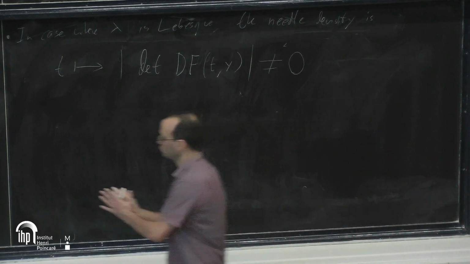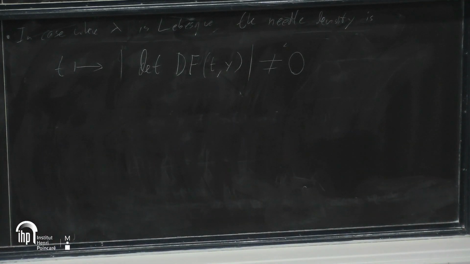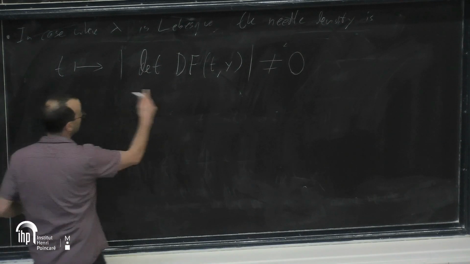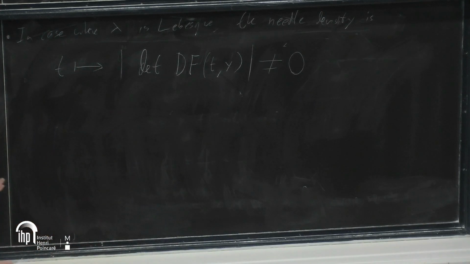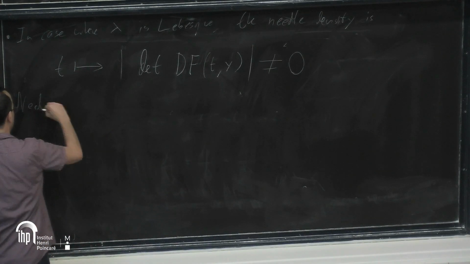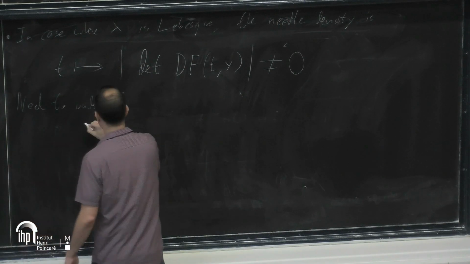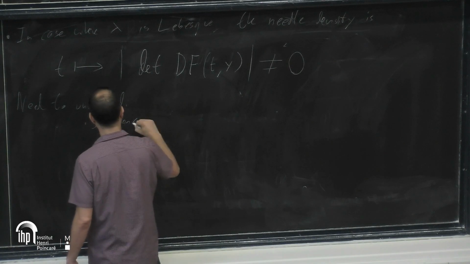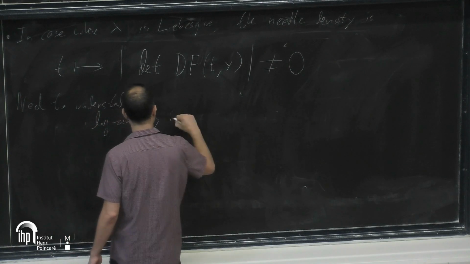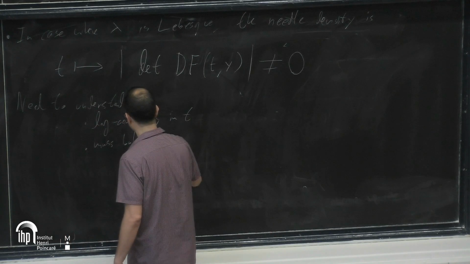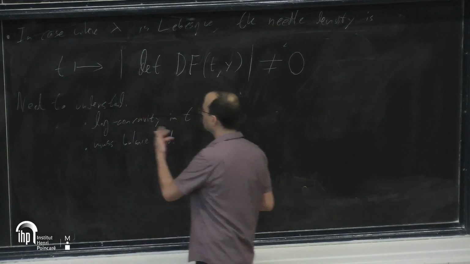Because the needles do not meet, they are disjoint, so if the density would go to 0, you argue why this is never 0. And then you need to look at the determinant itself and understand why this function, for example, is log concave in t. So we need to understand log concavity in t and this mass balance condition. So let's start with log concavity in t.